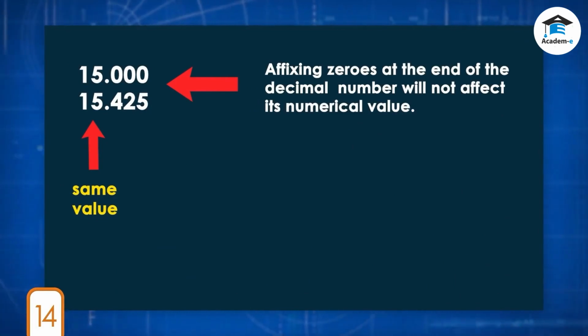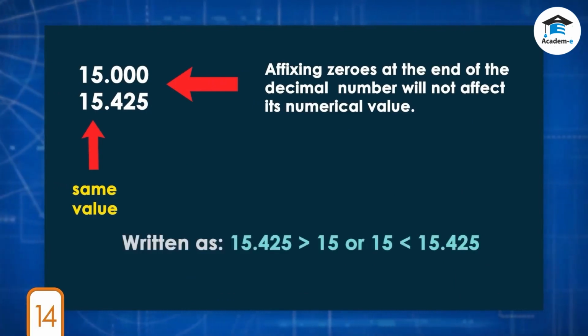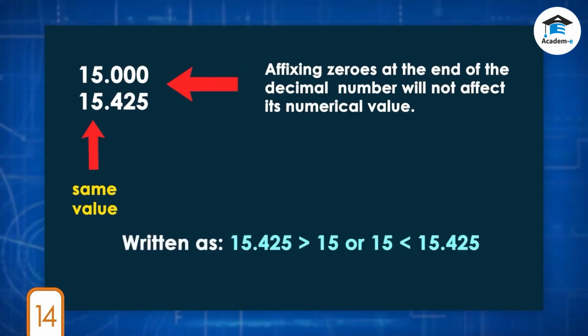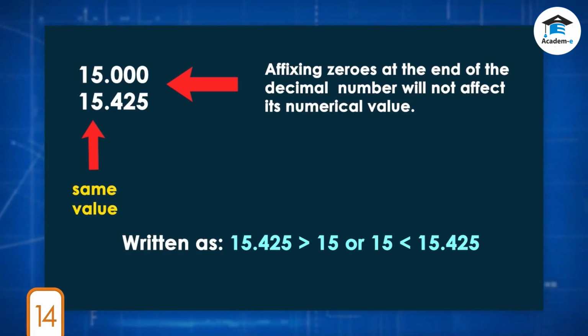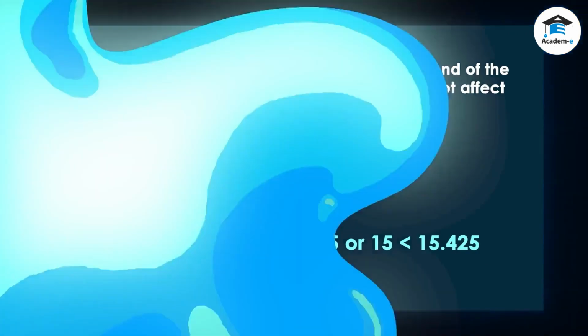Next, let us compare the tenths digit, which is 4. 4 is greater than 0. Therefore we can say that 15.425 is greater than 15, or 15 is less than 15.425.